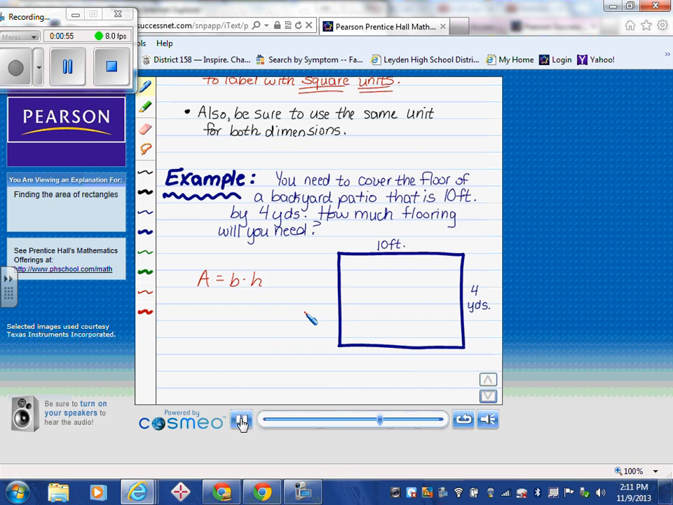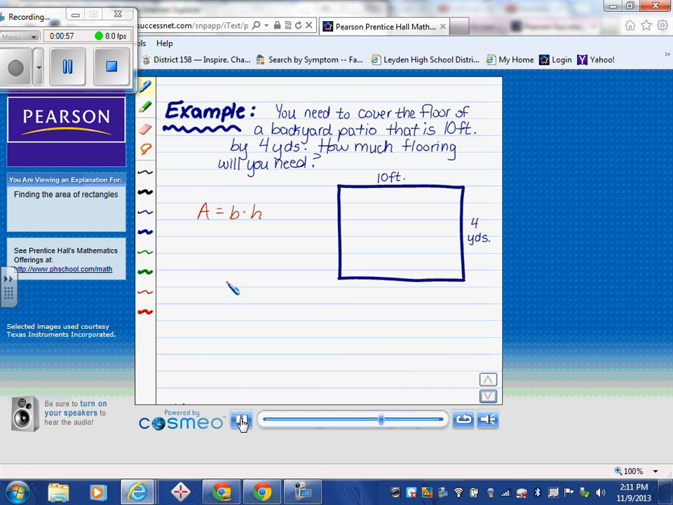In our example, we're told that we need to cover the floor of a backyard patio. The dimensions of the patio are 10 feet by 4 yards. As you can see, we're given our units in different dimensions. We're asked then, how much flooring will we need? We are looking at area because we're looking to cover an entire area inside of a figure. Our formula is base times height.